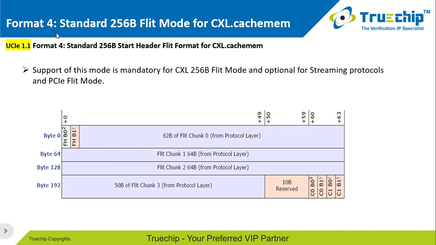This is format 4, which is the standard 256-byte flit mode for CXL.cachemem, renamed in UCIe 1.1 as the standard 256-byte start header flit format for CXL.cachemem, which is mandatory for CXL 256-byte flit mode and optional for streaming and PCIe flit mode.